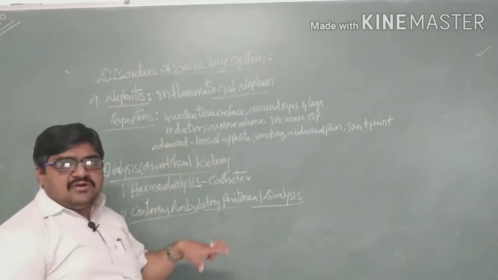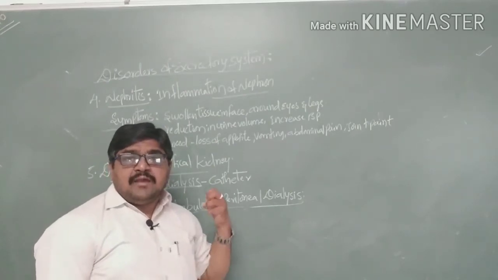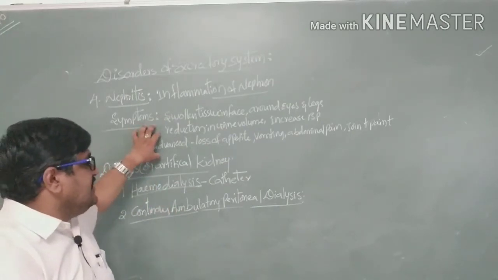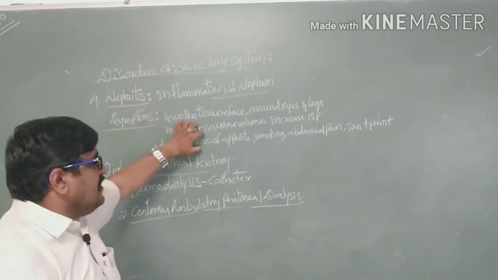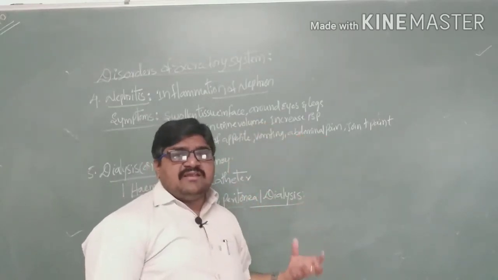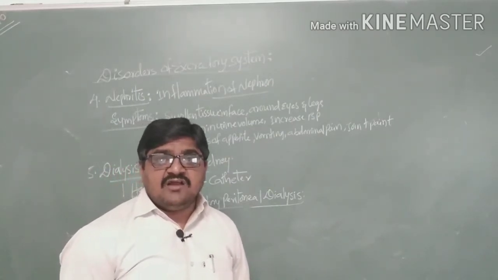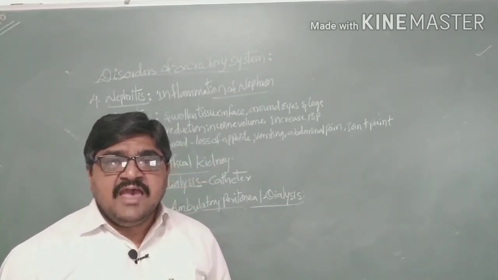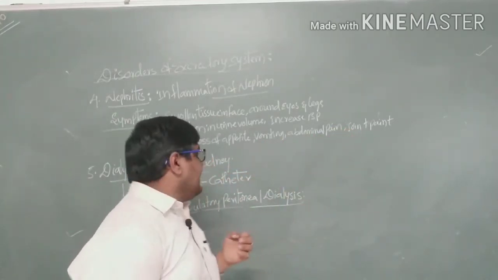Reduction in urine volume, and also increased blood pressure. In the advanced condition of nephritis, it shows loss of appetite, vomiting, as well as abdominal pains and joint pains. That means loss of appetite takes place, along with vomiting, abdominal pains and joint pains.